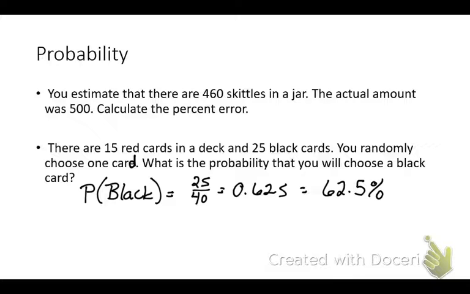62.5%. Yes. Even if you reduce it, it should still be 62.5%. So all I'm looking for is the percentage there. If you reduce it, that's one extra step that's not needed. But that was a great question.